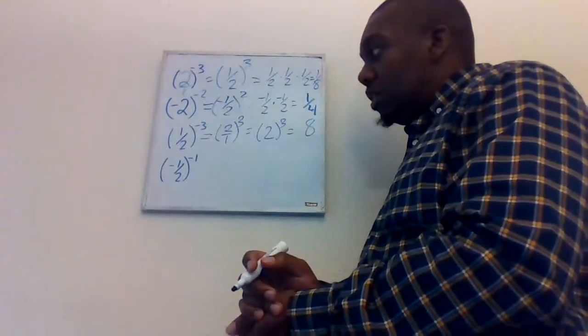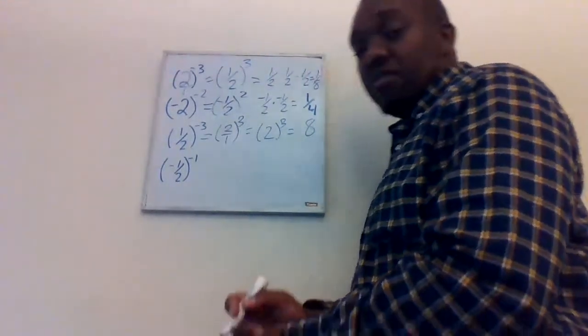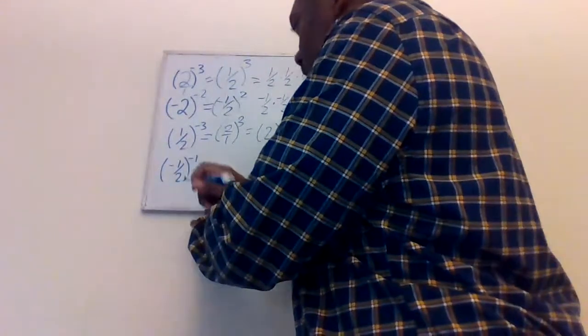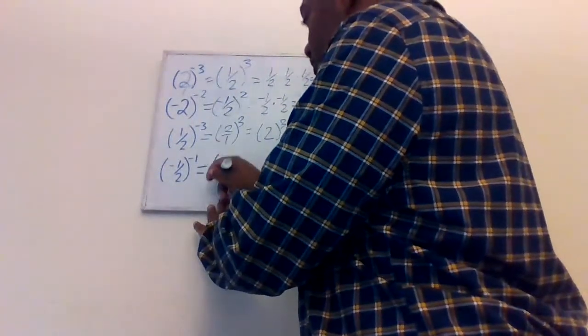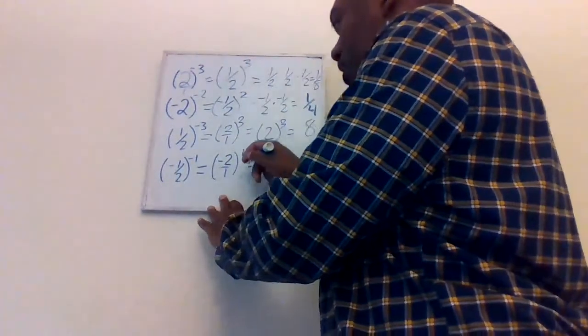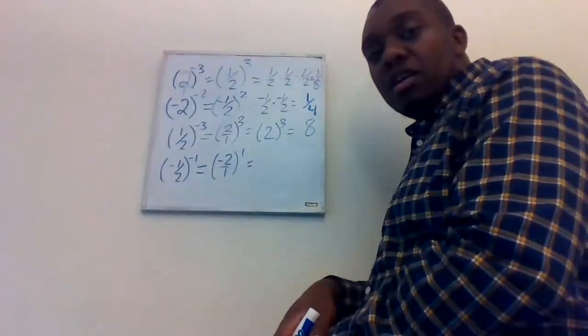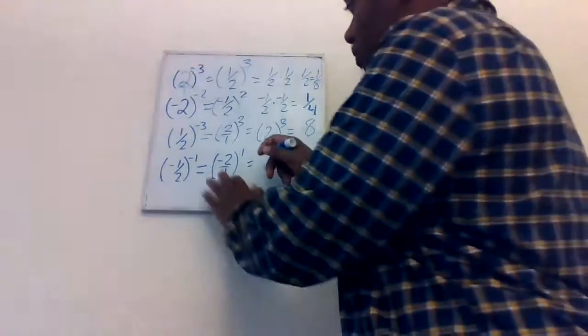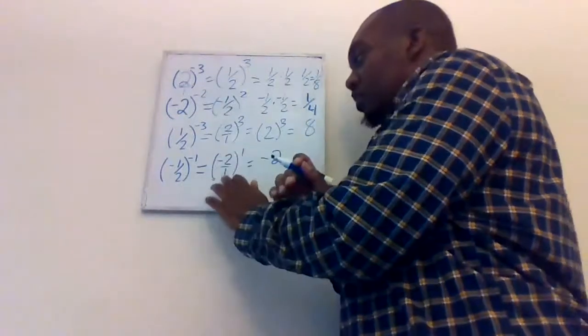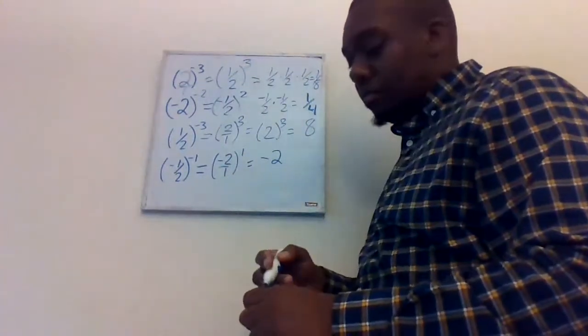Okay. Well, negative 1/2 to the negative first power. So negative 1/2, we flip that fraction, we get negative 2 over 1 to the positive 1 power. And anything to the first power is just going to be whatever the base is. So we end up with negative 2, because negative 2 divided by 1 will just give us negative 2.